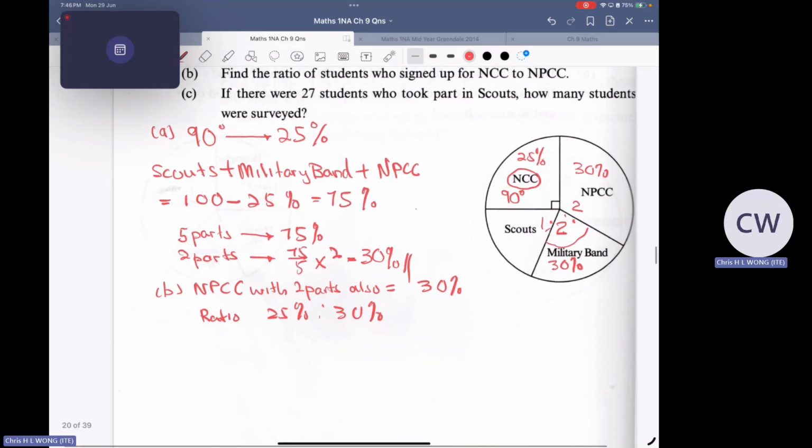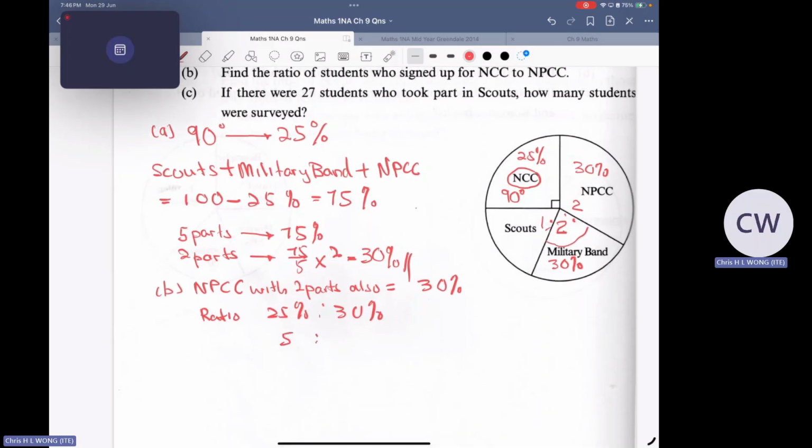5 times 5 is 25, 6 times 5 is 30. The moment you start to reduce to the lowest term, percentage is gone. So this is a ratio, 5 to 6. It does not matter whether you use the ratio with percentage or with degree, depending on what they give you, you get the same ratio. They are all the same. So B, done.